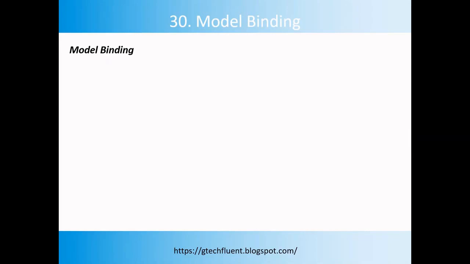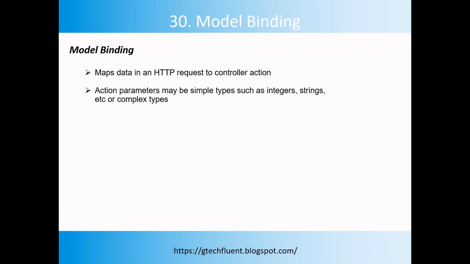Model binding maps data in an HTTP request to the controller action method parameters. The action parameters may be simple types such as integers, strings, etc., or a complex type like a student object or other object. Model binding is great because without it we have to write a lot of code to map request data to the action method parameters, which is not only tedious but also error prone. Model binding refers to converting HTTP request data from the query string or from the form collection to the action parameters. These parameters can be of different types.